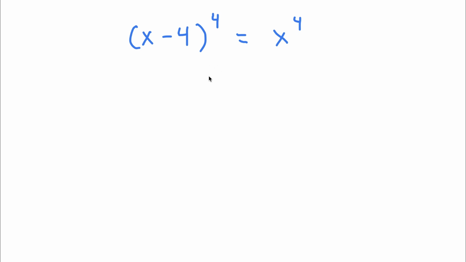Alright, so I have (x − 4)^4 = x^4. The first thing I'm going to do is subtract x^4 on both sides. So now I have (x − 4)^4 − x^4 = 0.